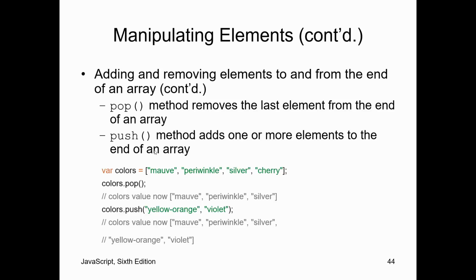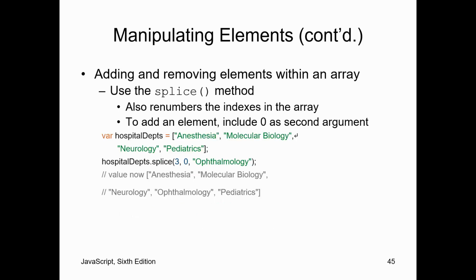Now, we already looked at shift and unshift to remove or add something to the beginning of an array. Again, pop and push do the same thing, but pop removes the last element of the array, and push adds one or more elements to the end of an array. So where do you want to add the stuff?